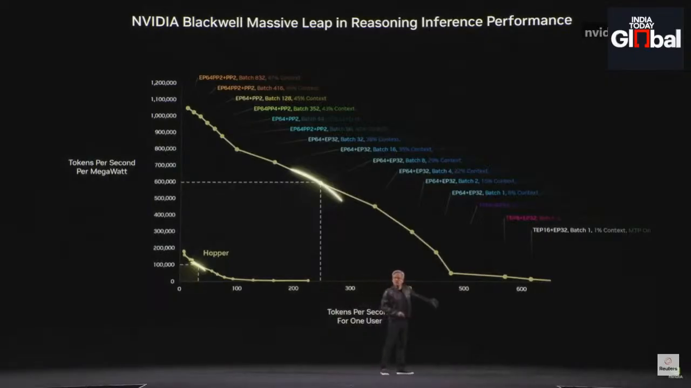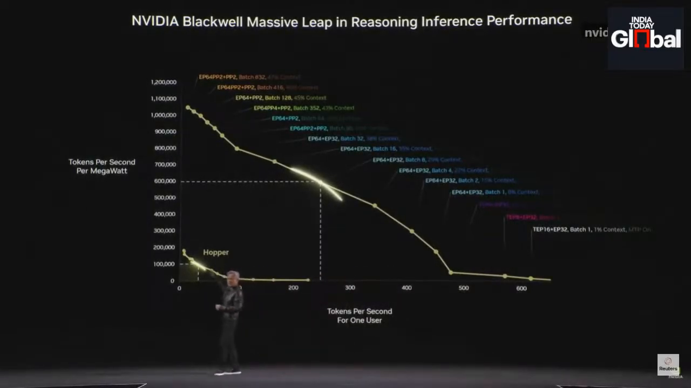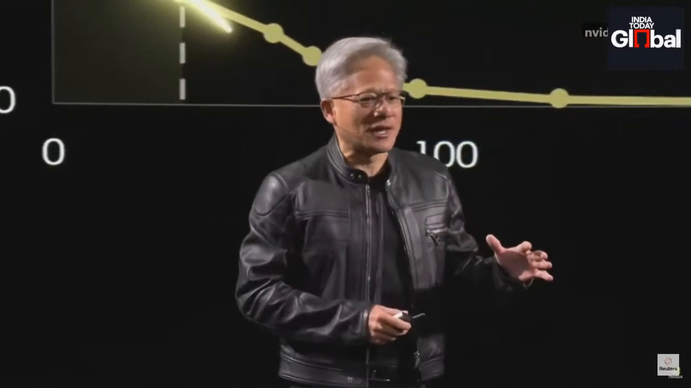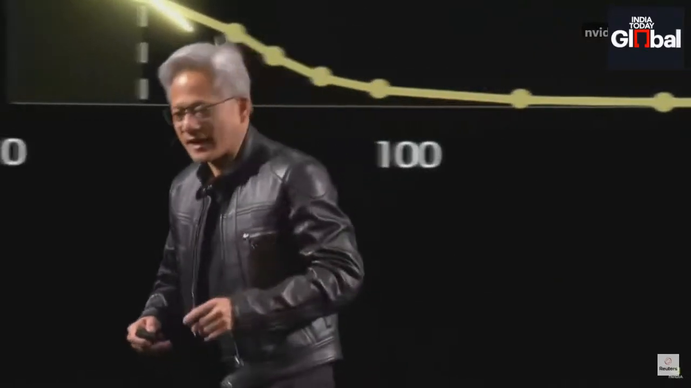And so this has to do with the ASP, the average selling price of the tokens, and this has to do with the throughput of the factories. These two combined in that corner is the revenues of the factory. This factory, based on Blackwell, can generate a ton more revenues as a result of the architecture. It is such an incredible thing, what we built. We made a movie for you just to give you a sense of the enormity of the engineering that went into building Grace Blackwell. Take a look.